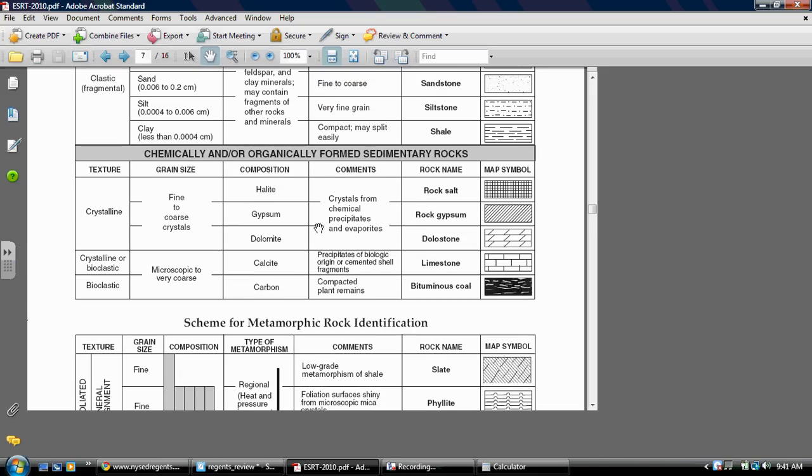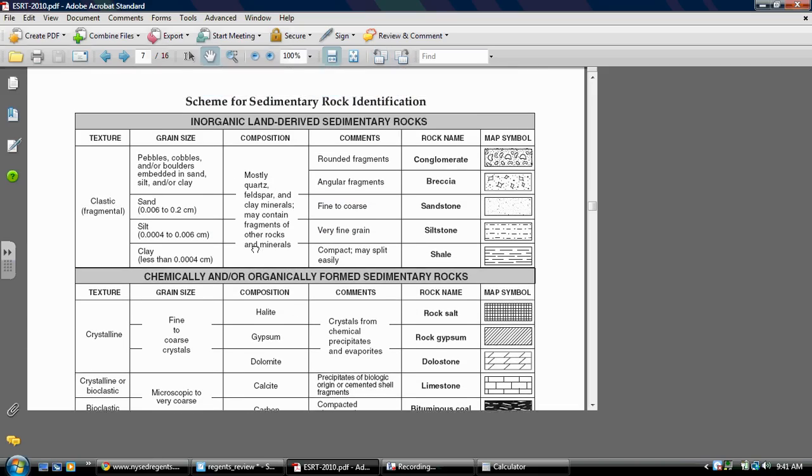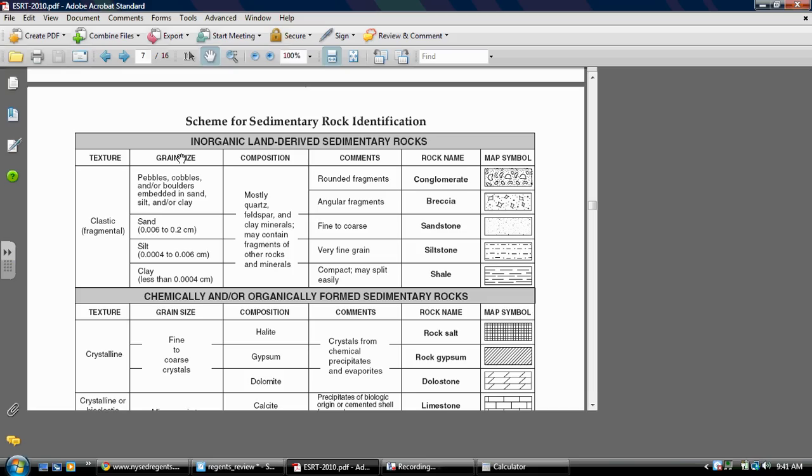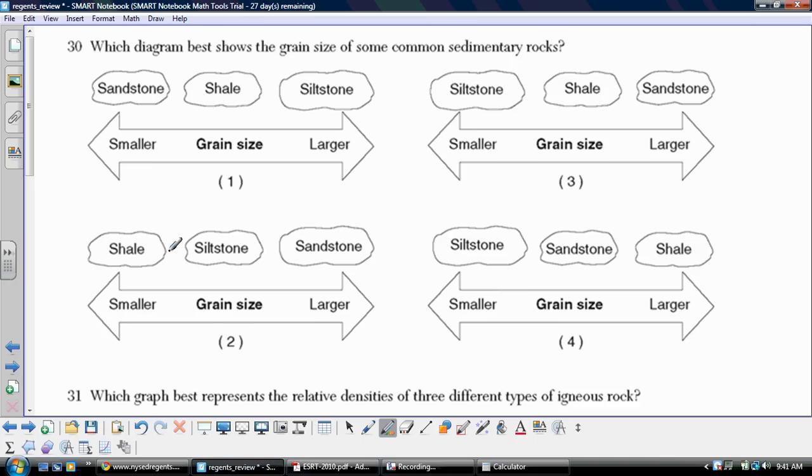And here we go. When we're talking about separating sedimentary rocks by grain size, again, those are the clastic sedimentary rocks, the ones that are fragmental, made out of pieces. And so the smallest being clay, and that would be your shale. Silt being the next largest, so siltstone, then sand, sandstone. So we're looking for shale, siltstone, and then sandstone to be the order from smallest to largest of these clastic rocks. And we come over here and we see shale, siltstone, sandstone in choice number two. Fantastic.